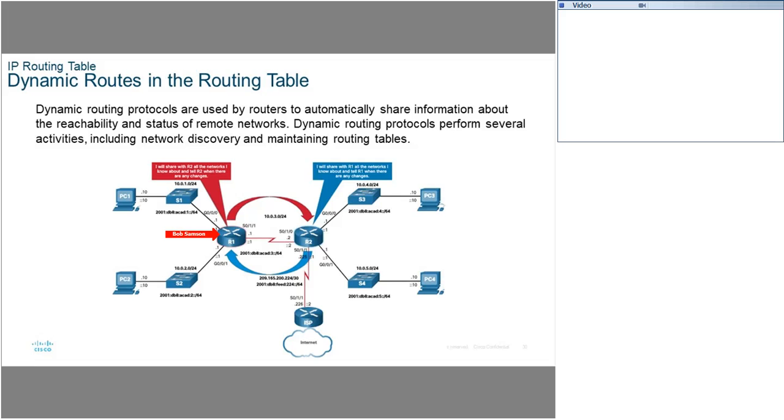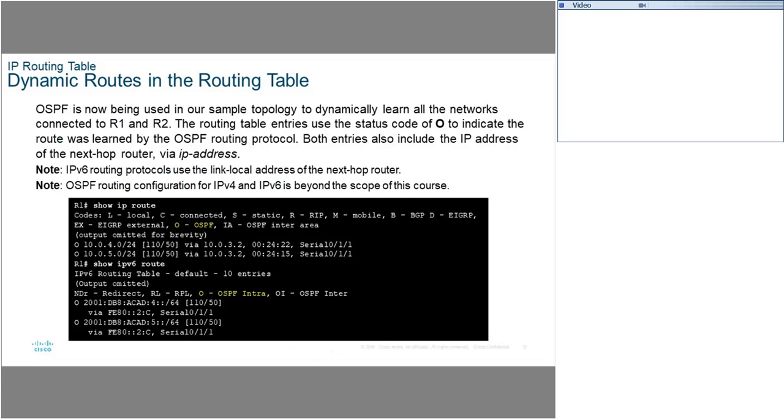Here's what it'll look like in the routing table. Here's these O's on show IPv6 route. Here's the O for OSPF on the IPv4 routes, and you'll notice those capital O's, which was up here as an OSPF route. We had that directly connected and local. Here's an O for OSPF, and there's even a bunch more, but the output was omitted for brevity.